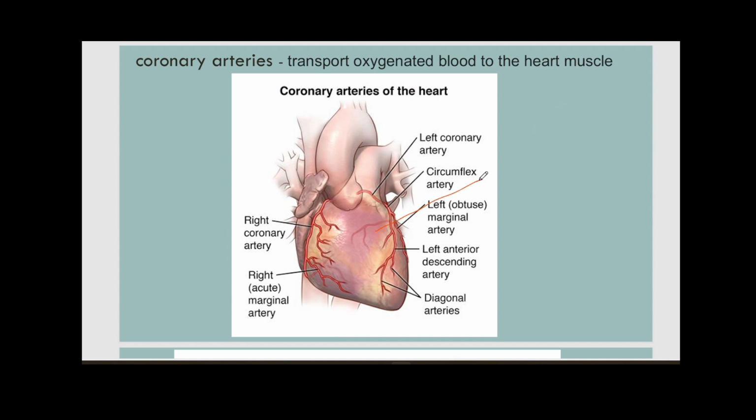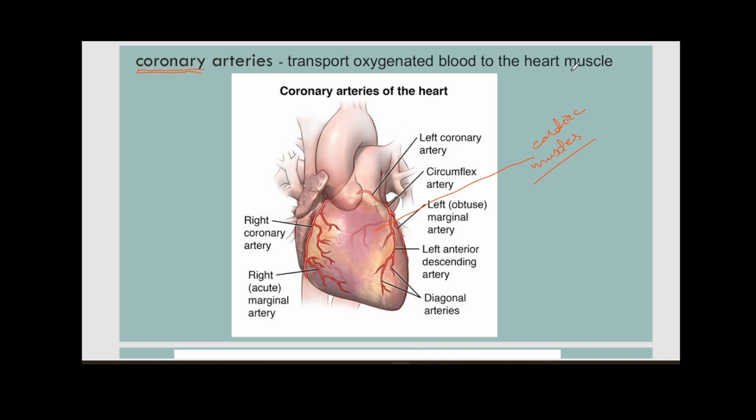Now about the heart as an organ. It's an organ made up of muscles, and these muscles are a special type of muscles called cardiac muscles. Because they are made up of muscle cells, there will be a need to supply oxygenated blood to these muscles. So that function is performed by coronary arteries.